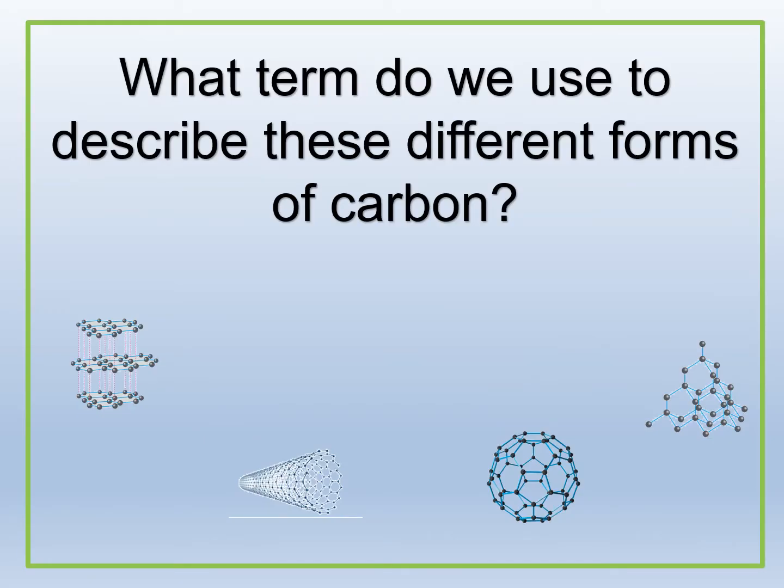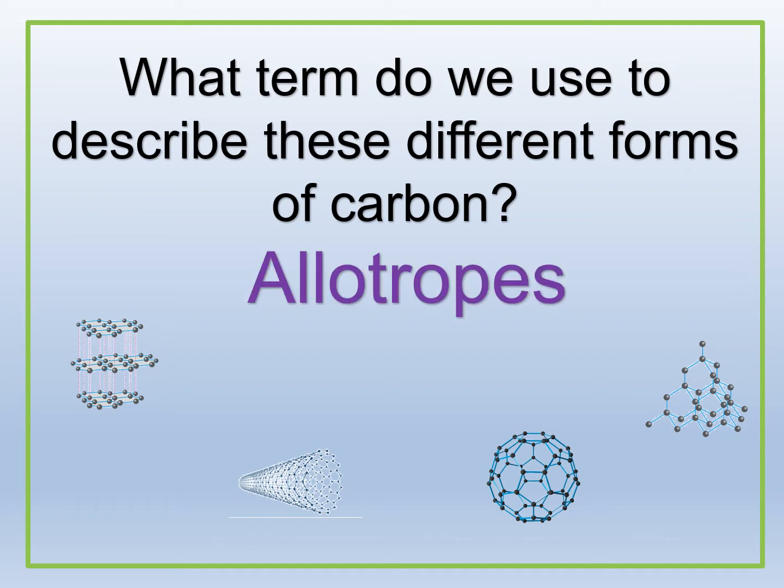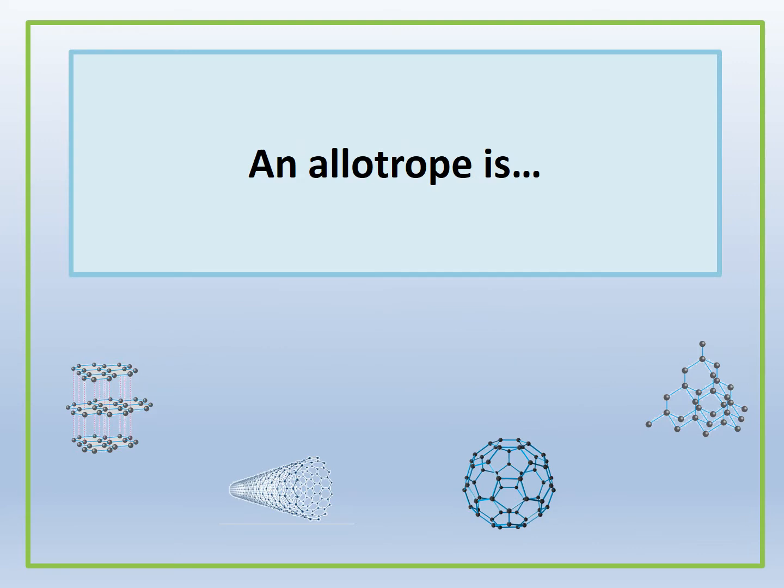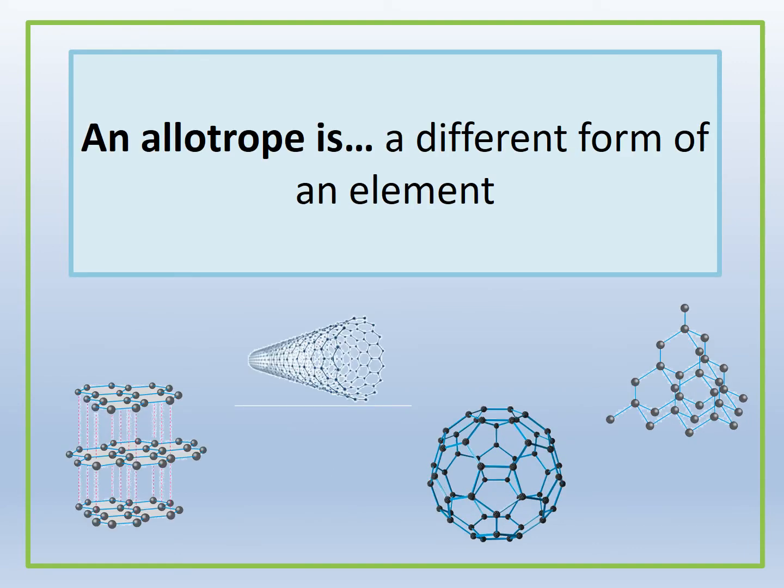So what term do we use to describe these different forms of carbon? Well, I've already said it a couple of times: it's allotropes. Now, allotrope doesn't only apply to carbon, it can apply to other elements too. For example, oxygen, which is the air that we breathe, but also ozone, which is this higher layer of oxygen we have around our atmosphere. So an allotrope is a different form of an element.